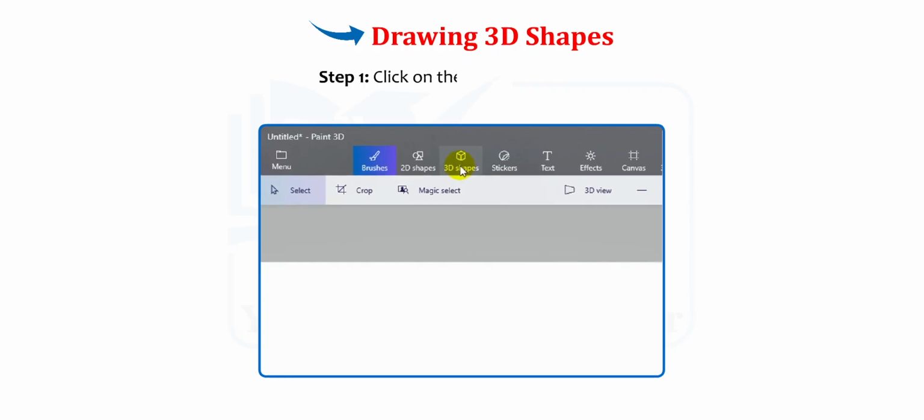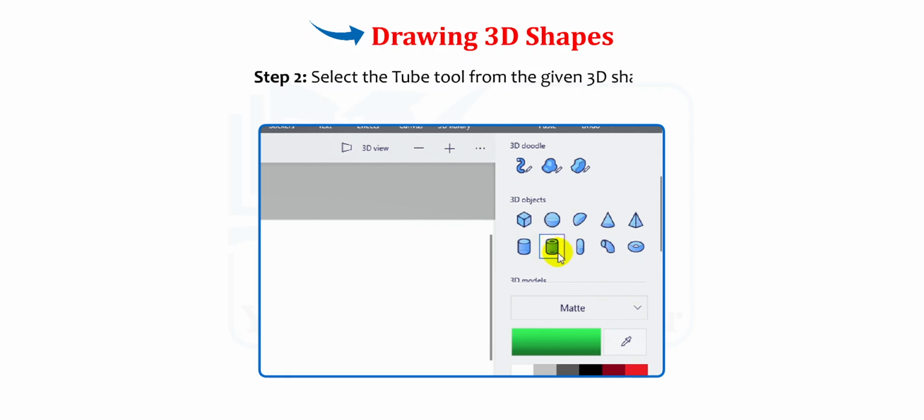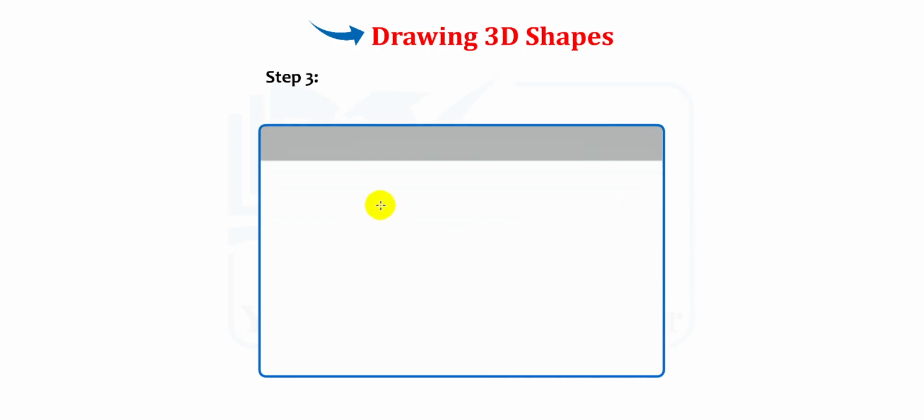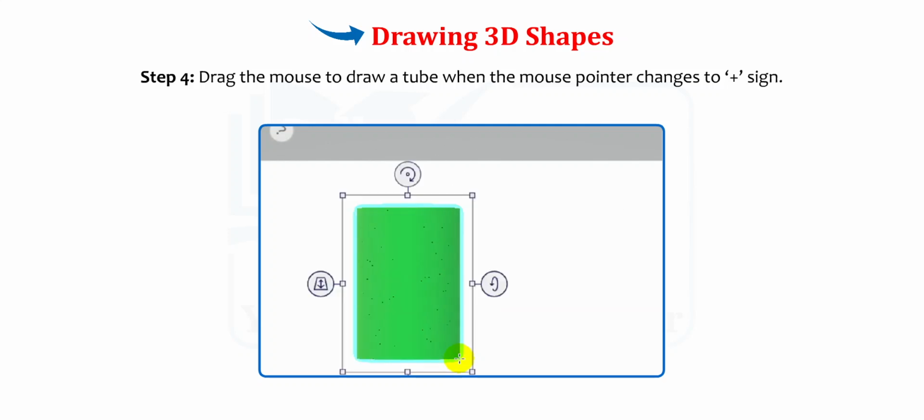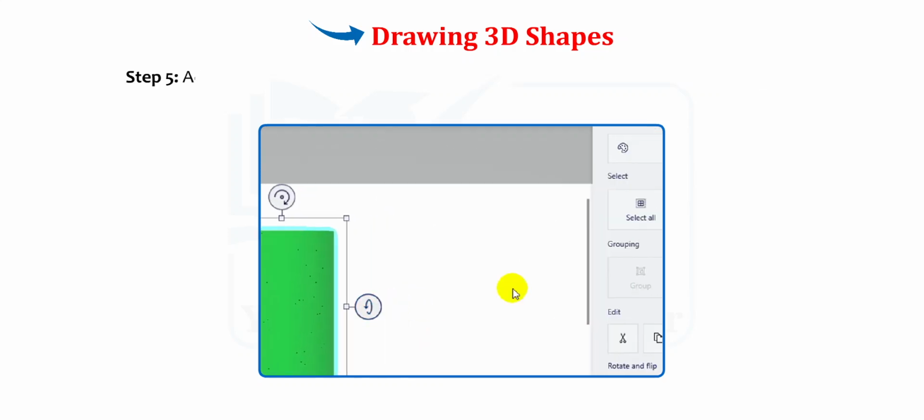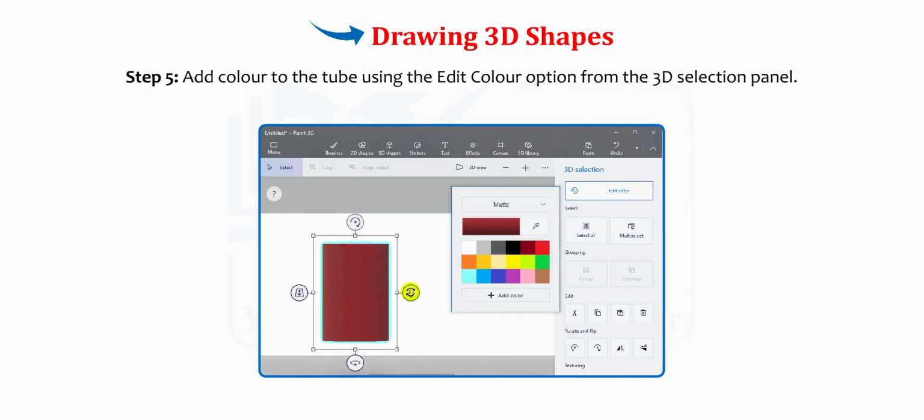Step 1. Click on the 3D shapes option. Step 2. Select the tube tool from the given 3D shapes. Step 3. Take the mouse pointer on the canvas area. Step 4. Drag the mouse to draw a tube when the mouse pointer changes to plus sign. Step 5. Add color to the tube using the Edit Color option from the 3D selection panel.